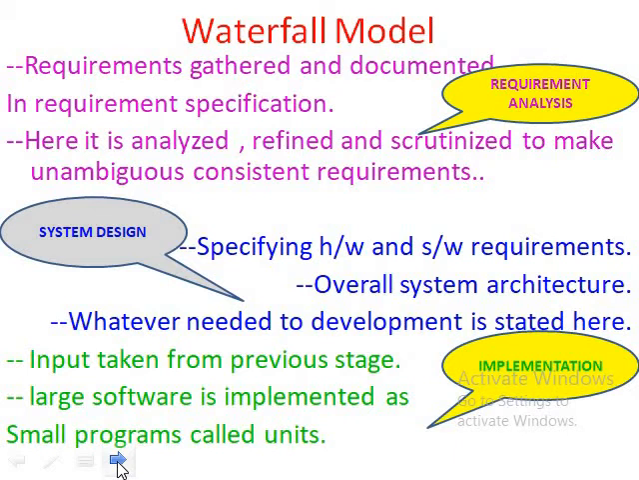The third step is implementation. The implementation phase takes its input from the previous phase, system design. The large software is split into smaller units called units and they are assigned to various programmers. We know a program is a combination of multiple lines or multiple modules. Then the software is a combination of multiple programs.